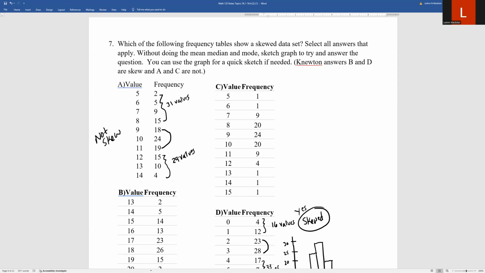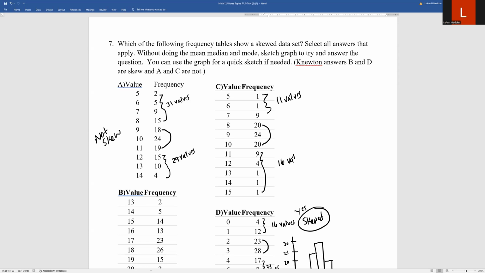Okay. Let's look at C. 24 is the highest frequency. That goes with the value of 9. So 9 is the bar that's going to be the tallest. Okay. 20 and 20 are about the same, so I'm going to include all three in my hilltop. So this is 10, 11 values to the left. This is 13, 14, 15, 16.